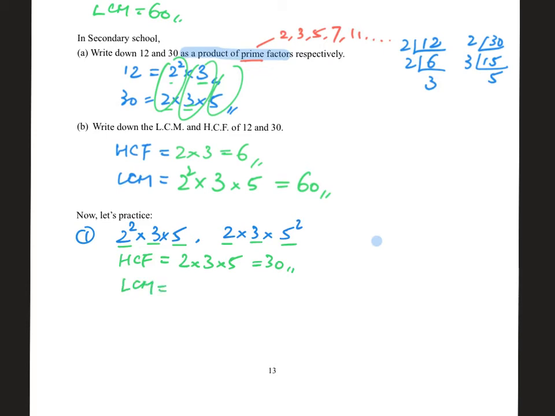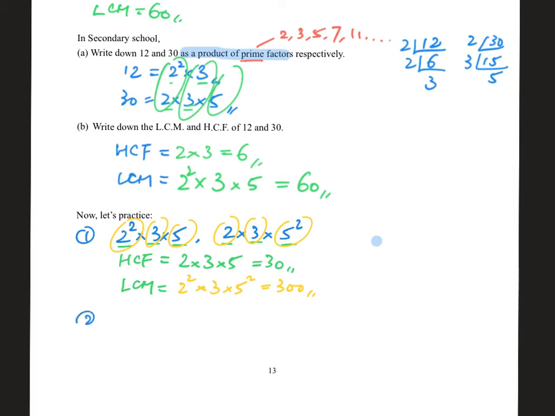Well, for LCM, maybe I change to yellow. 2 squared and 2, so we take the one with greater power. 3 and 3, the same, so we take one 3. 5 and 5 squared, we take 5 squared. And you check the calculator, the outcome is 300. Is that alright to you?